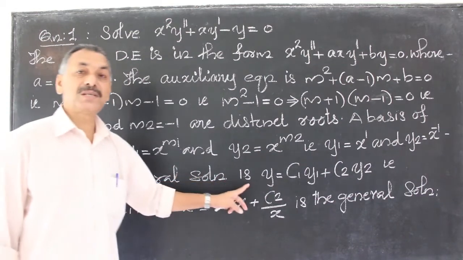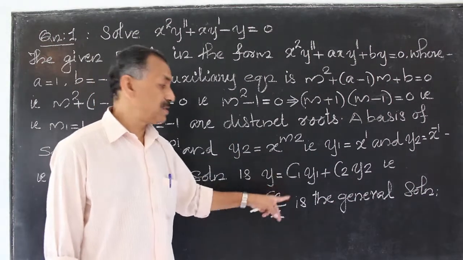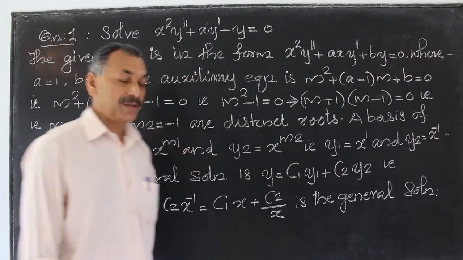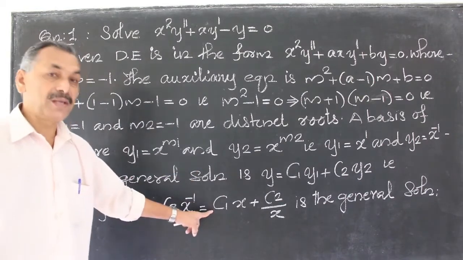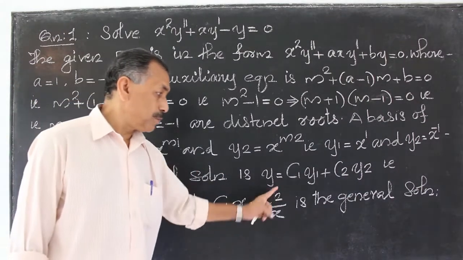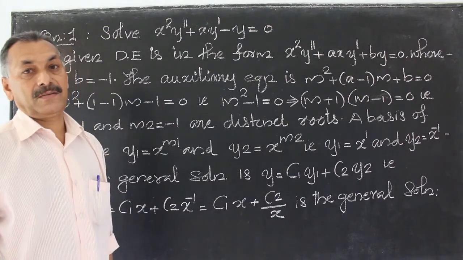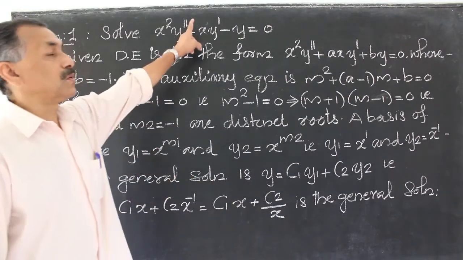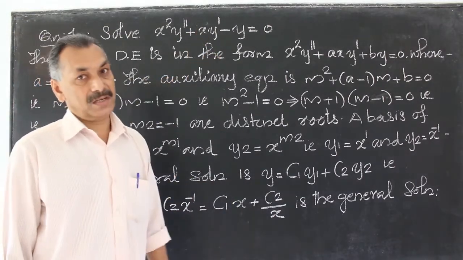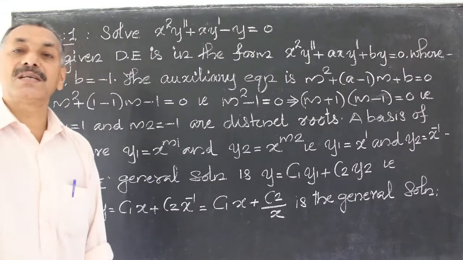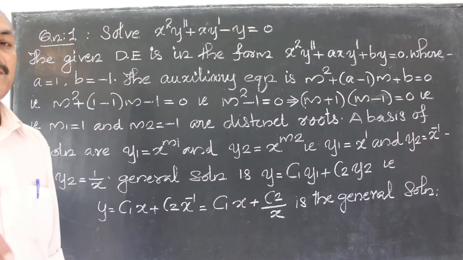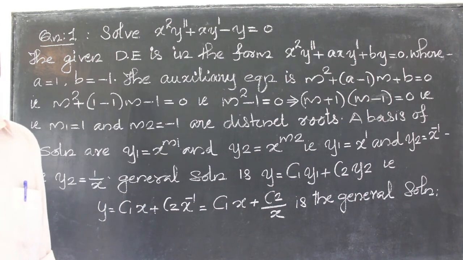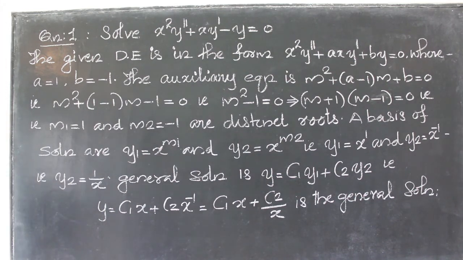Then what is the general solution? The general solution is given by y is equal to c1 y1 plus c2 y2. That is c1 x plus c2 x raised to minus 1, or y is equal to c1 x plus c2 by x. That is the general solution of the given Euler Cauchy equation. This is a distinct roots example. The repeated root and complex root examples we shall discuss in the next class.